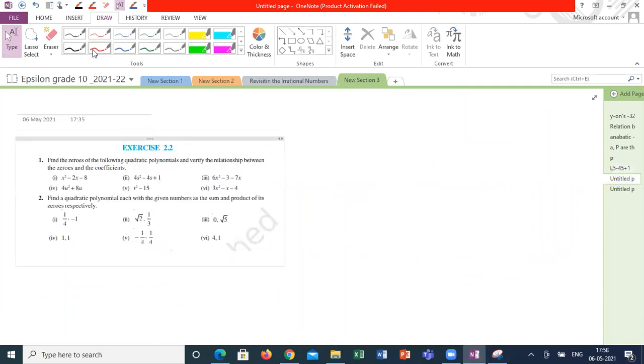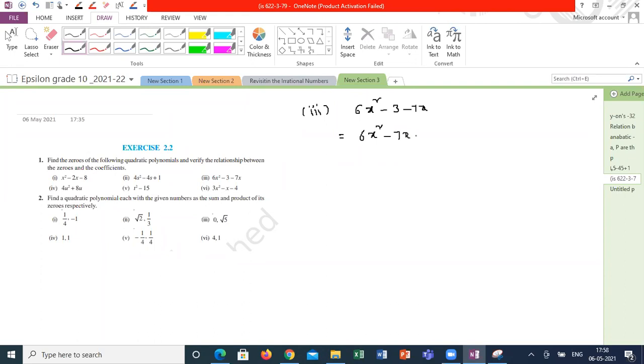Question number 3. Can you solve question number 3? Yes, sir. First, you have to rewrite what they gave: 6x square minus 3 minus 7x. For splitting the middle term, it should always be in standard form. Standard form is always x square, x, constant. It should look like ax square plus bx plus c. If any terms are missing, you have to keep those terms as 0.